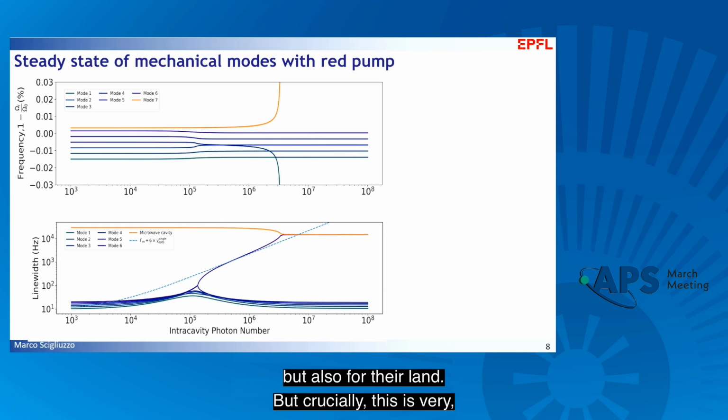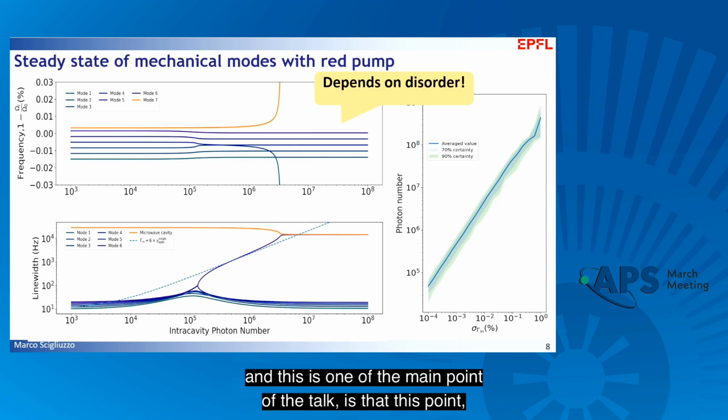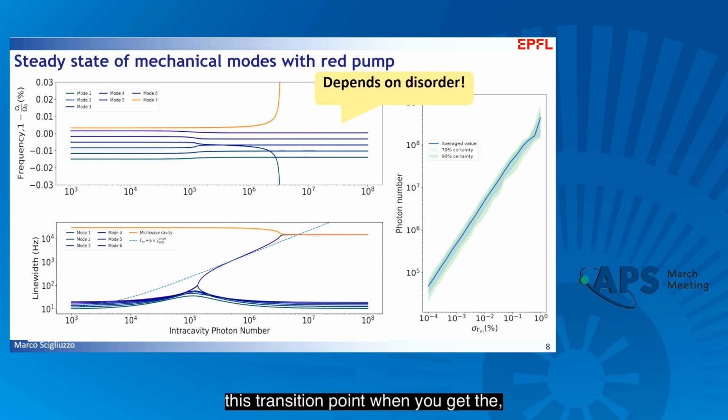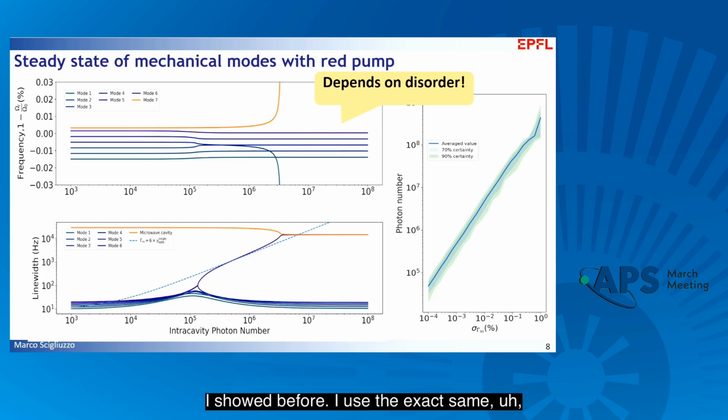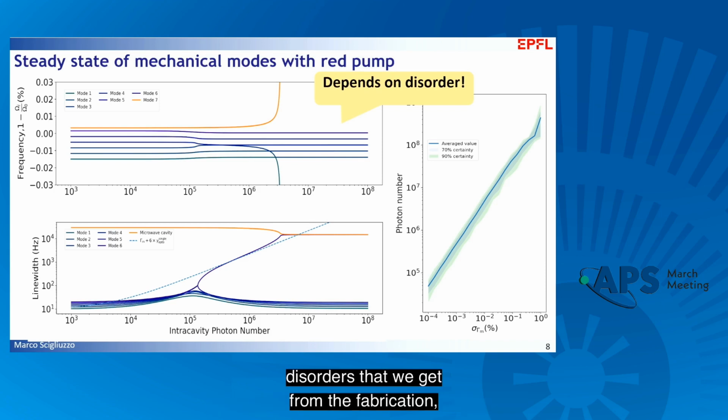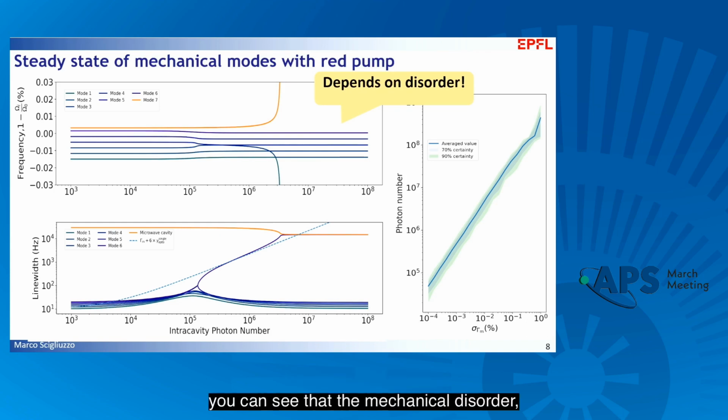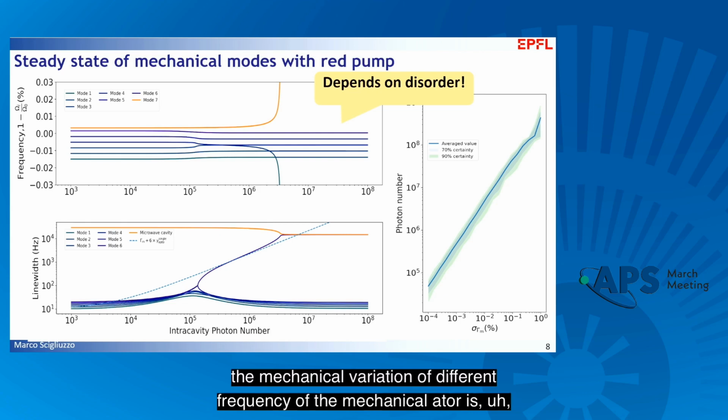But crucially, this is one of the main points of the talk, this transition point strongly depends on the disorder. Here, for this simulation, for the numerical solution of the equation that I showed before, I used the exact same disorders that we get from the fabrication runs, and you can see that the mechanical disorder, the variation of frequency of the mechanical resonators, is of the order of 0.1%.